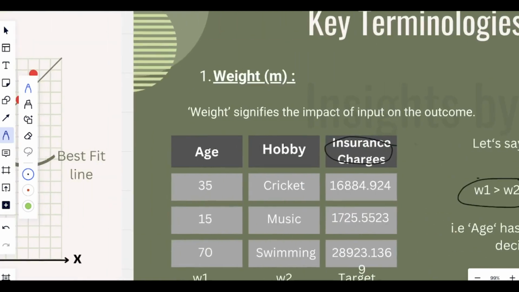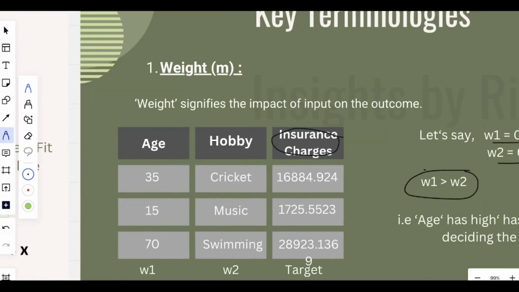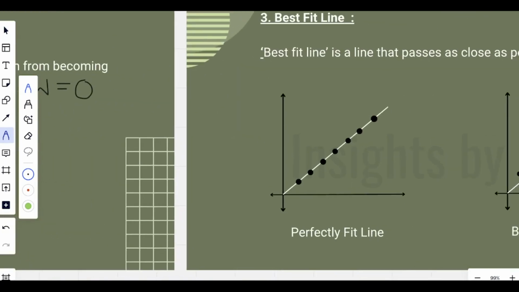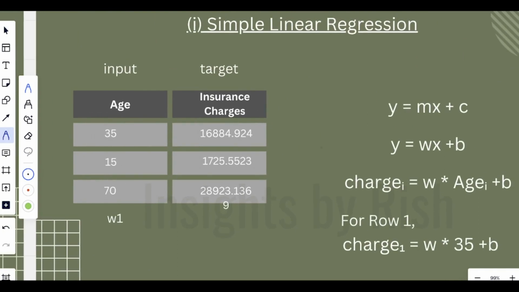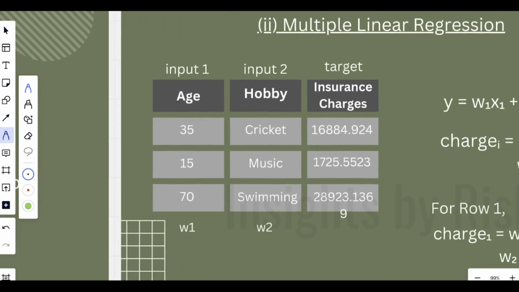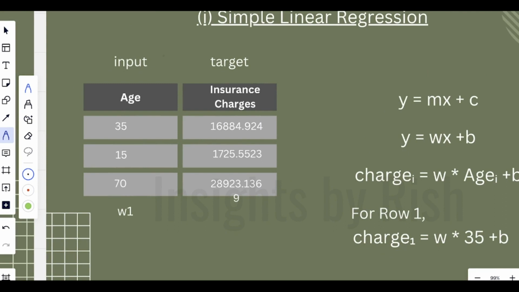Now that we have understood all the key terminologies, we'll move ahead to the types of linear regression. We have many types of linear regression, but the most popular ones are simple linear regression and multiple linear regression. In simple linear regression, we have only one input feature, and our outcome, that is our target variable, is dependent on a single input feature.